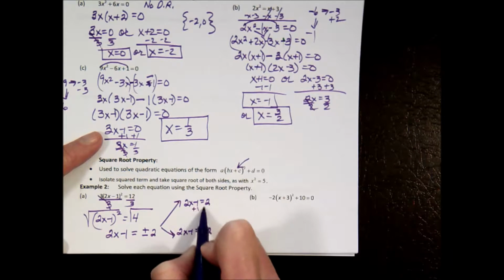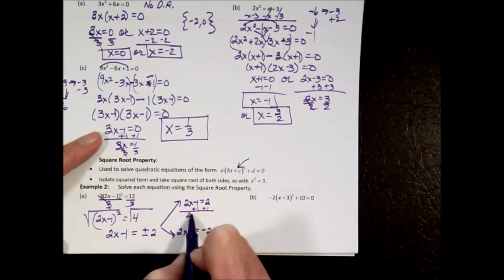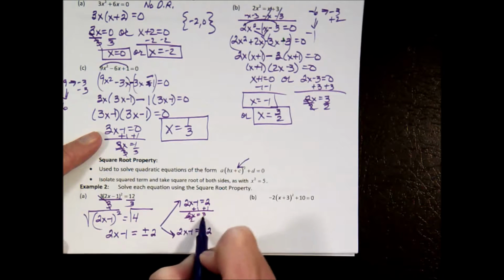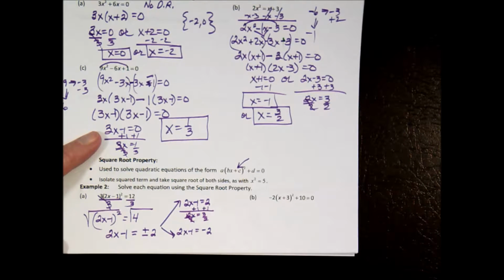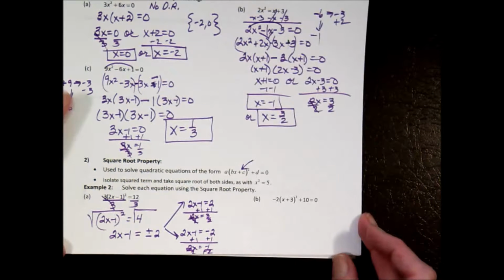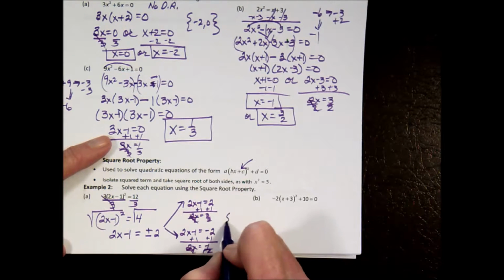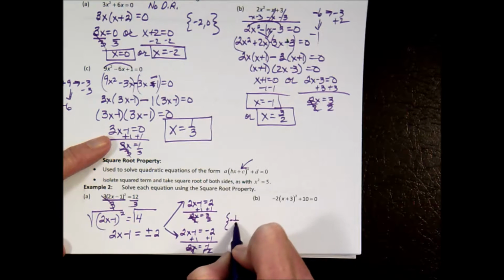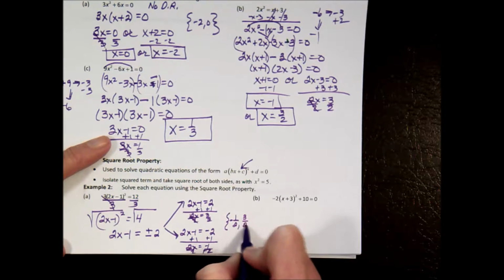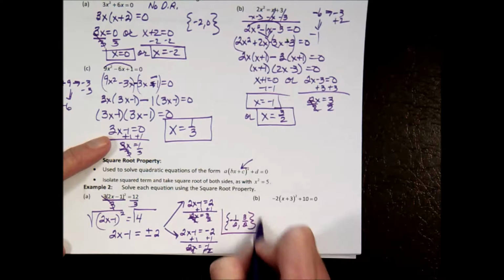So here I add a 1, 2x equals 3, divide by 2, and I get x equals 3/2. Here I add a 1, 2x equals negative 1. I'm running out of space. Divide by positive 2, and I get x equals negative 1/2. So for this one, I'm going to write my solutions. Well, I guess I've got space right here. My solutions are negative 1/2 and positive 3/2. Not much space down here.